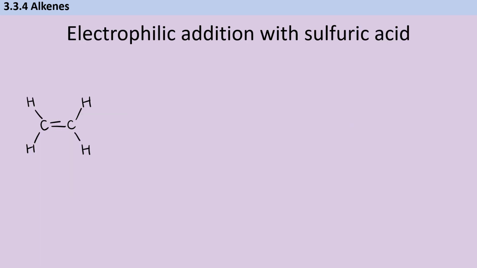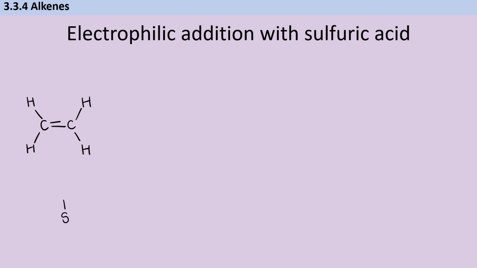Now, the last electrophilic addition we're going to look at is a little bit more complicated, and this is using acids. So concentrated sulfuric acid can also add across the double bond, and this is an exothermic reaction that takes place readily at room temperature. And it's going to start the same, but it's going to have a twist at the end.